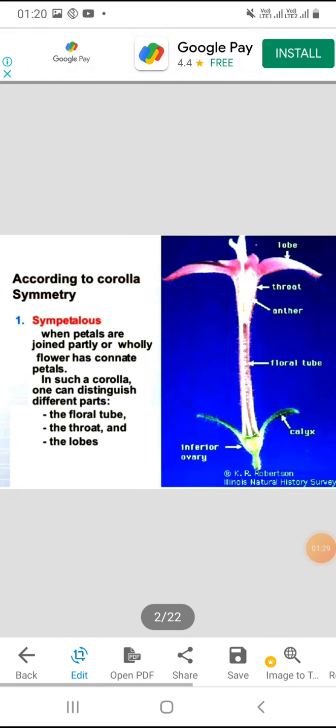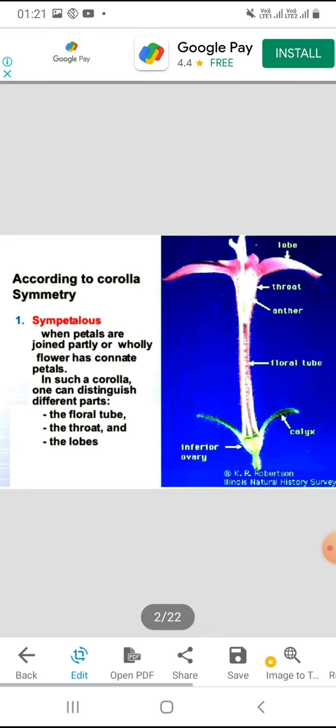Here you can see the parts of plants according to corolla symmetry. Sympetalous. So what is sympetalous? It means the petals, this is also known as the corolla. The corolla is an attractive part of flowers. We will discuss it in our Zoom practical lecture.